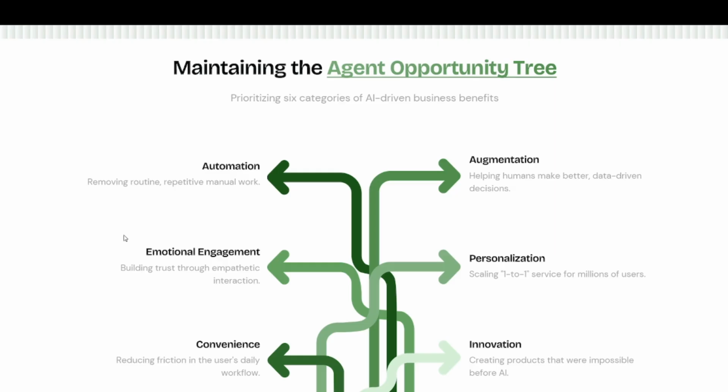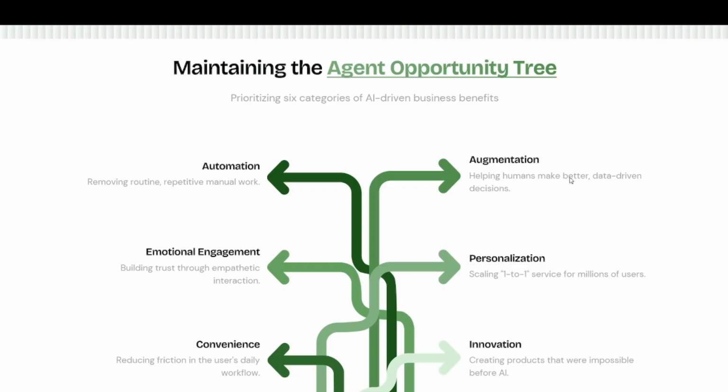Okay, so maintaining the agent's opportunity tree. How do you maintain an agent opportunity tree? The opportunity tree of an agent is, from the beginning, the problem your agent is solving, and the particular flow that the agent wants to implement to solve a problem. So, prioritizing 6 categories of AI-driven business benefits. The opportunity tree is the value that the agent will actually add to the business. These are the 6 categories of the agentic system opportunity tree that you can use as an agentic product manager. We have augmentation.